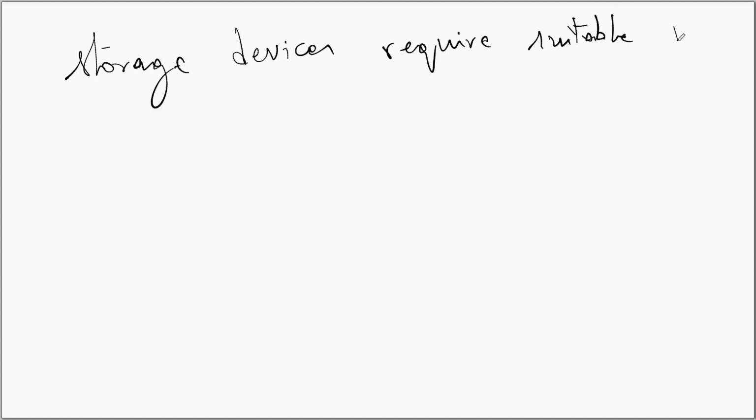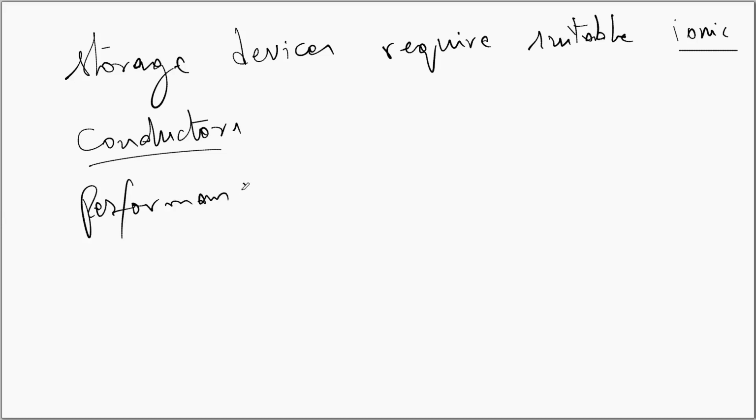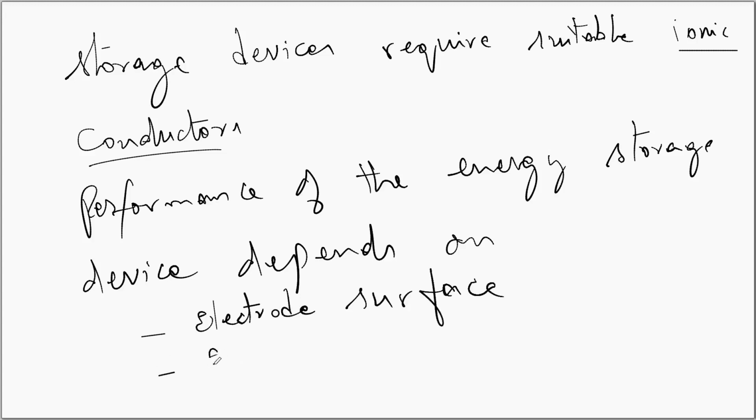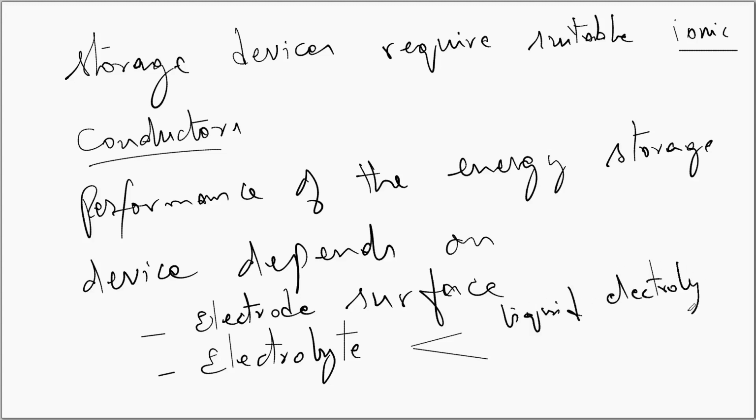Since we are using ionic conductors, the performance of the energy storage device depends on the properties of the electrode surface and the electrolyte. There are two categories of electrolytes largely used in energy storage devices, namely the liquid electrolytes and the solid electrolytes. Now we shall see what an electrolyte is.